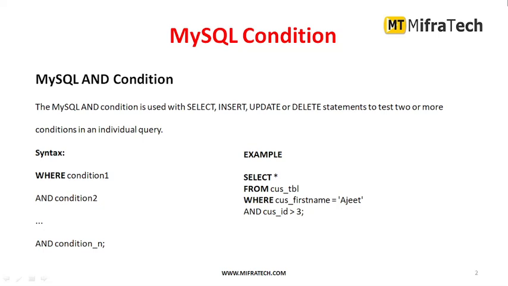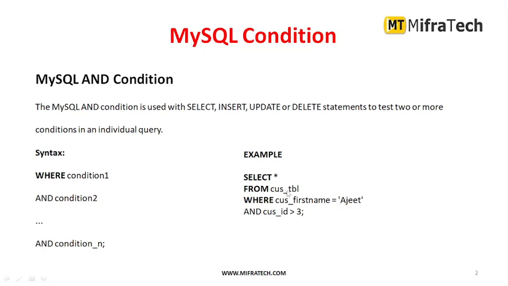Here you can see the MySQL AND condition. The MySQL AND condition is used in a select, insert, update or delete statement to test two or more conditions in an individual query. The syntax is: WHERE condition AND condition AND condition up to n. You can see the example, you will easily understand.